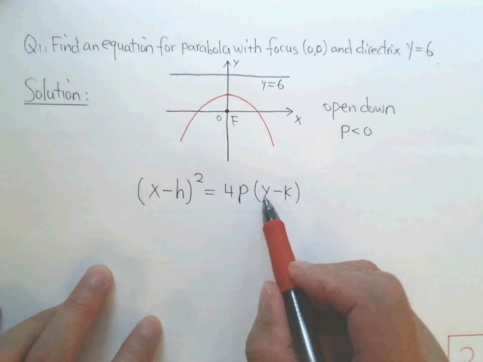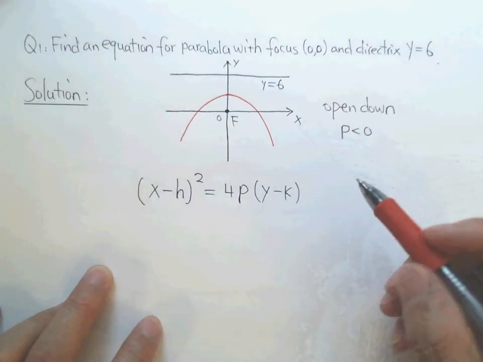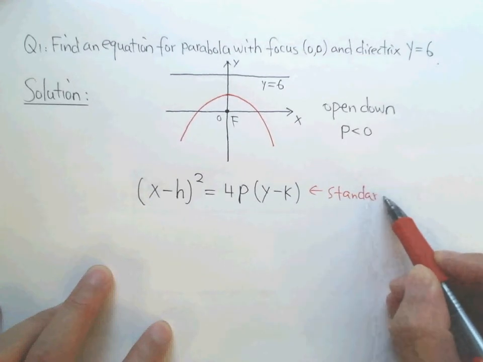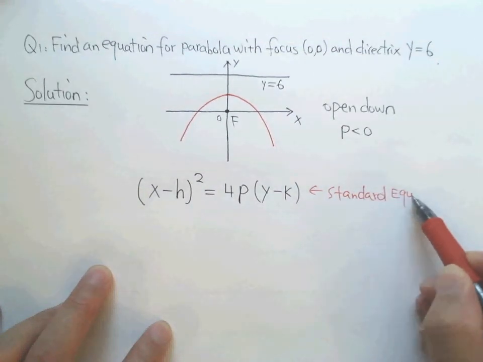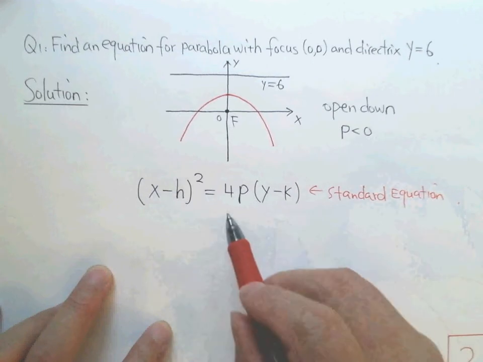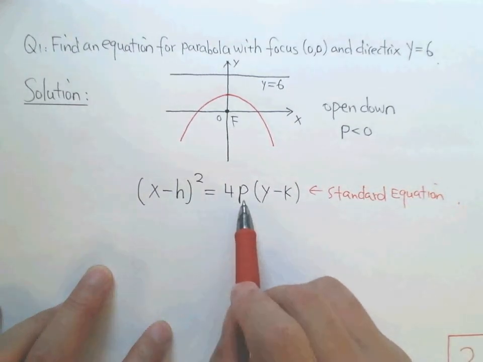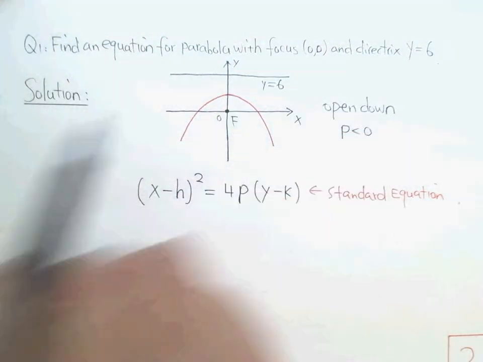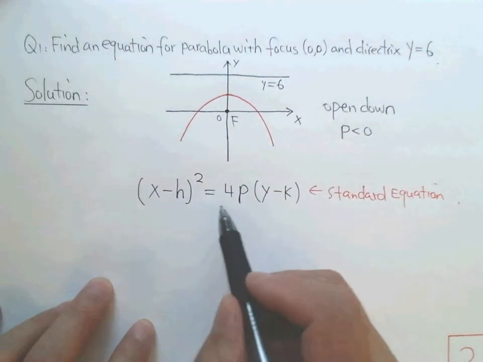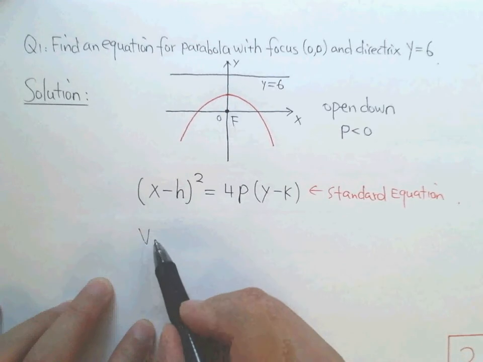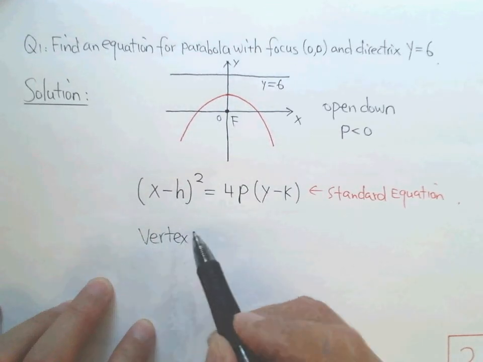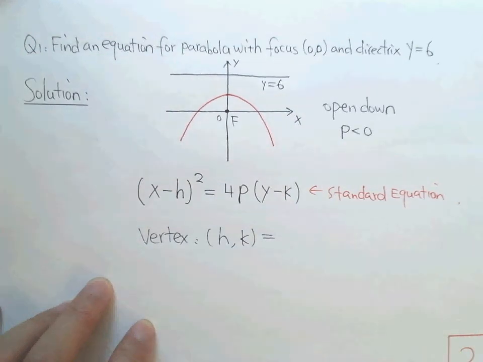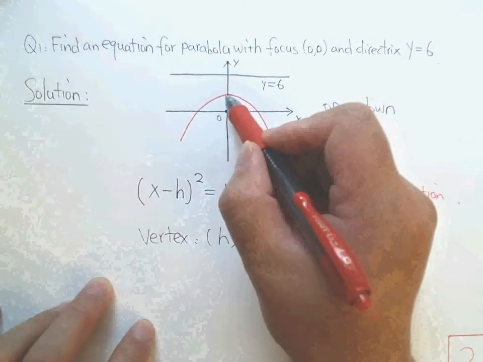If it's open down, p is negative. Okay, so like the y minus k is negative. We see this standard equation. That's the formula. Okay, so now what do we need to do? We find the p, find the h, and find the k, right? What's the vertex? So let me first find the vertex, h, k. The vertex. So h and k equal how many? Okay, this is not difficult.